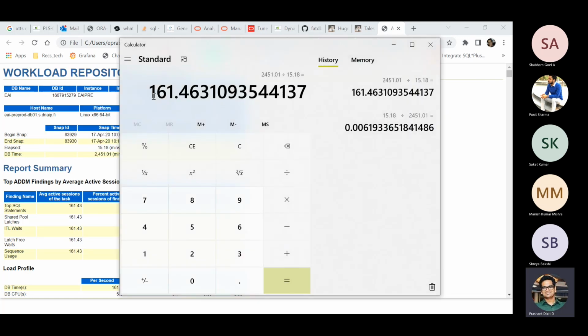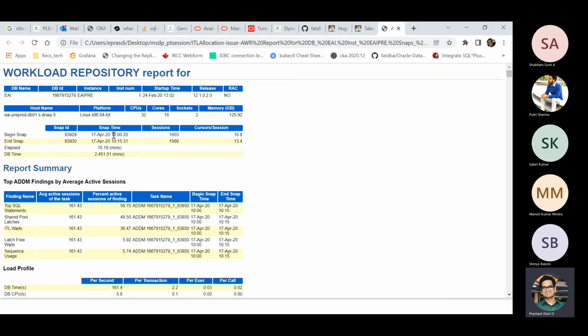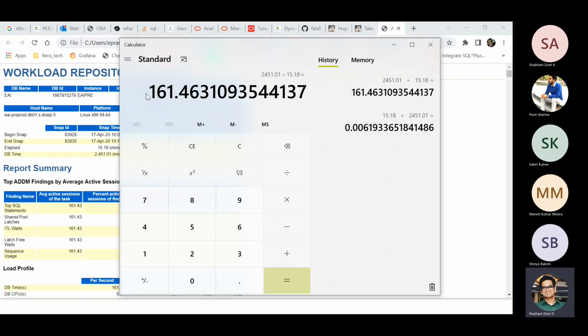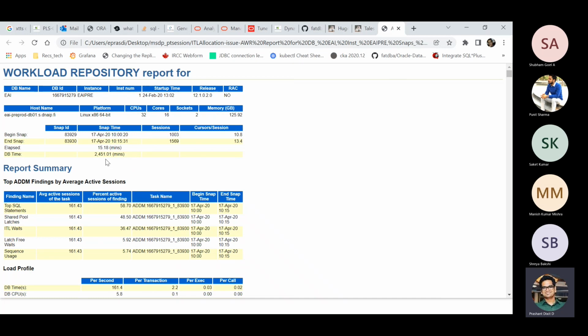That means at any given point in time during that period of the AWR report, from 10:00 to 10:15, I mean within those 15 minutes, around 161.46 sessions were actively waiting on something, right? And considering we have 32 CPUs, if AAS, the average number of active sessions, is higher than the number of CPUs, then there is a problem. But if this number is way too high compared to the number of your CPUs, then there is a choke point, a breaking point in the database, and you've got a big problem and need immediate attention, right?